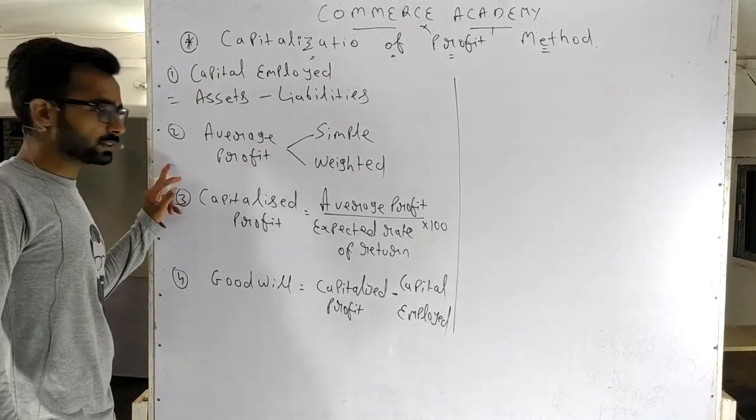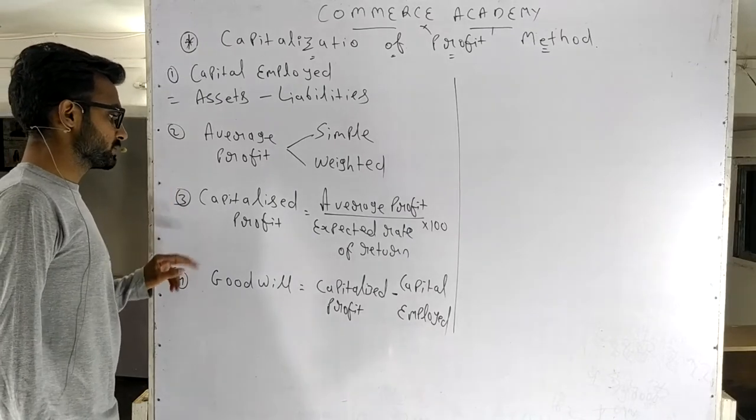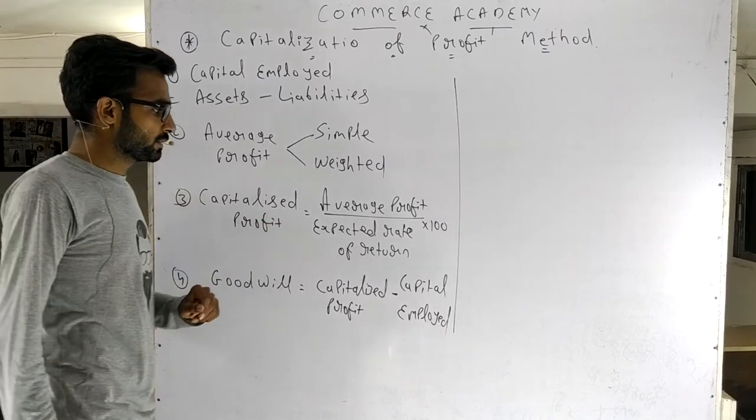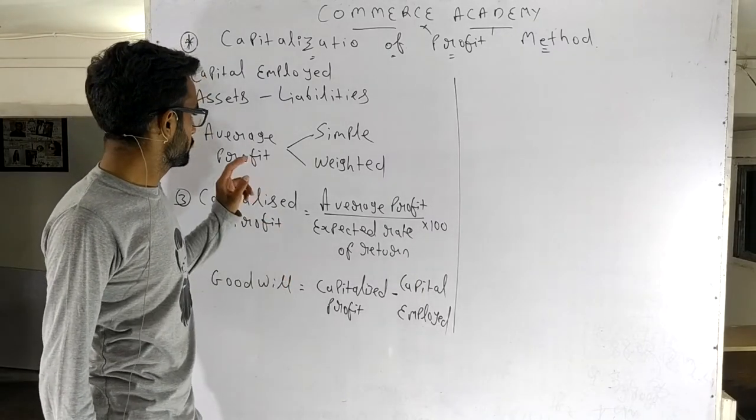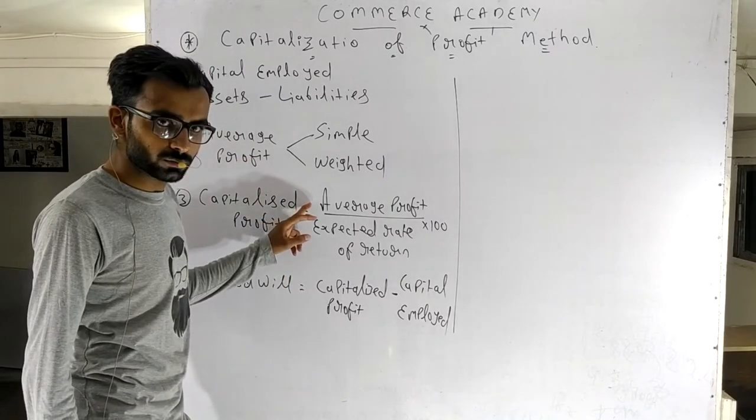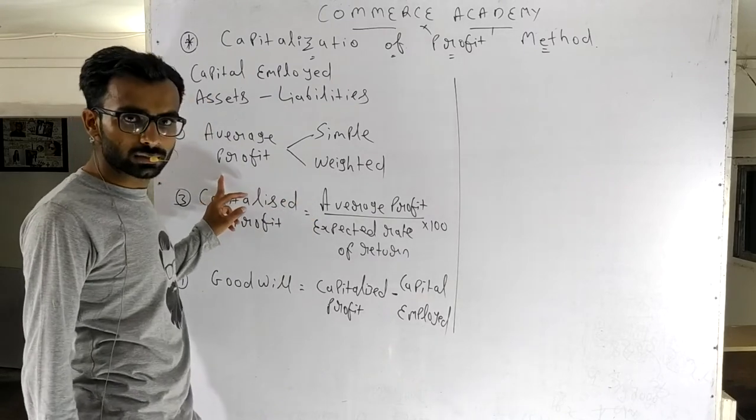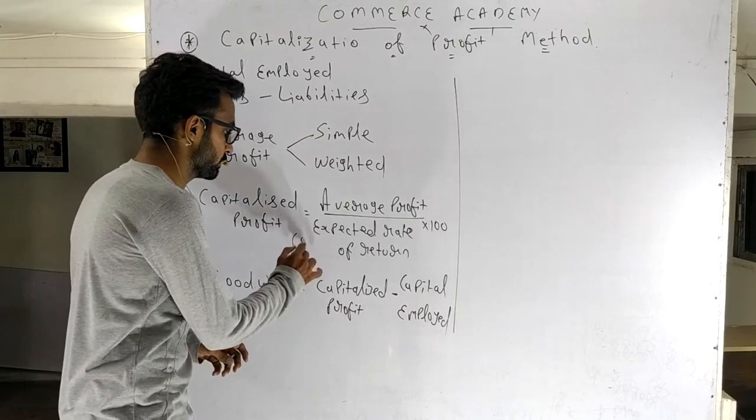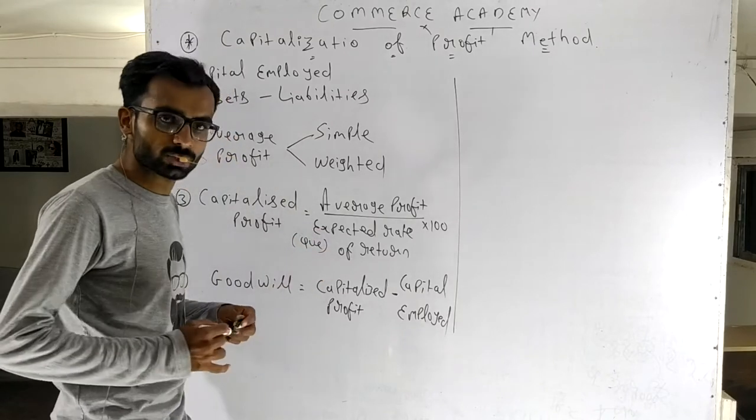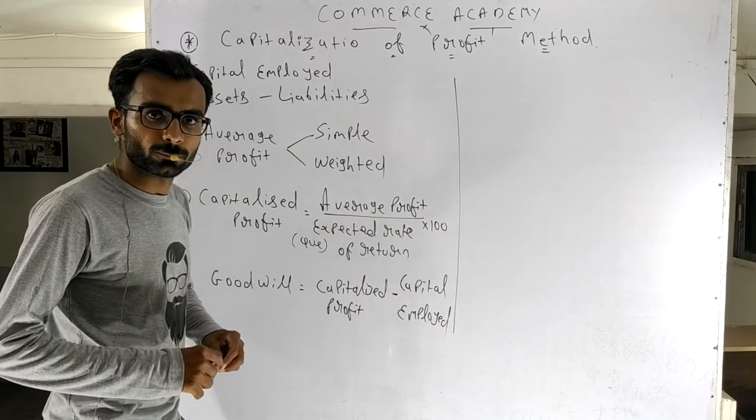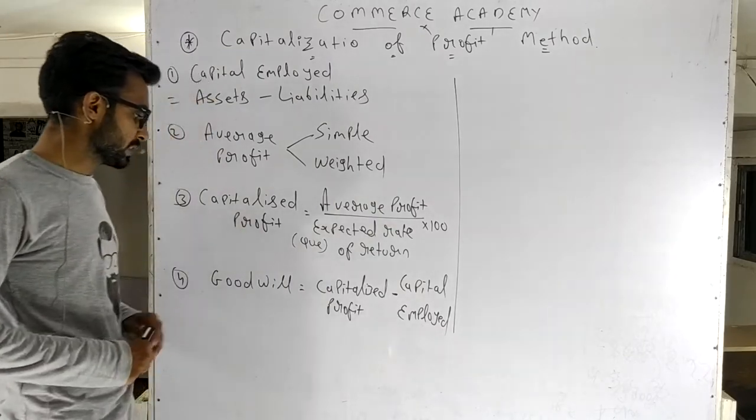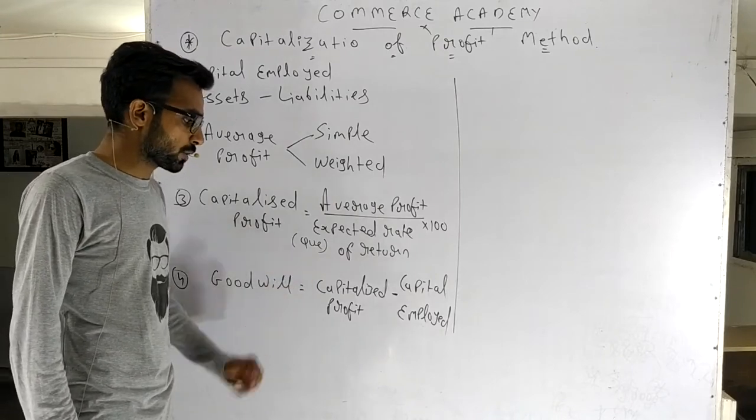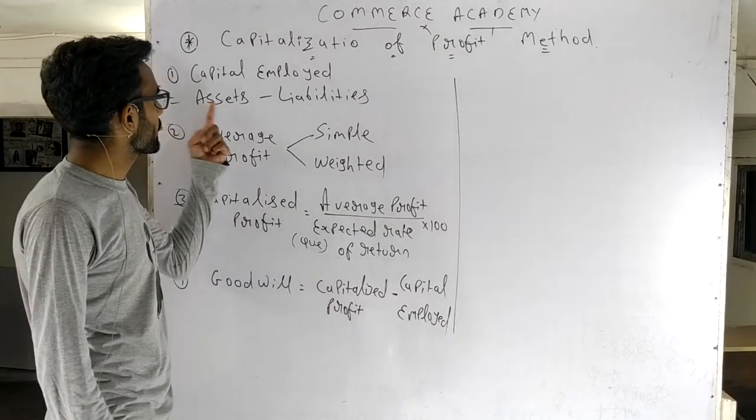After getting the average profit, the next step is to find out the capitalized profit. Capitalized profit, how will you get it? Average profit, which you found in the earlier step, divided by expected rate of return, which will be there in the question, multiplied by 100. Then the last, goodwill. Goodwill is equal to capitalized profit minus capital employed.